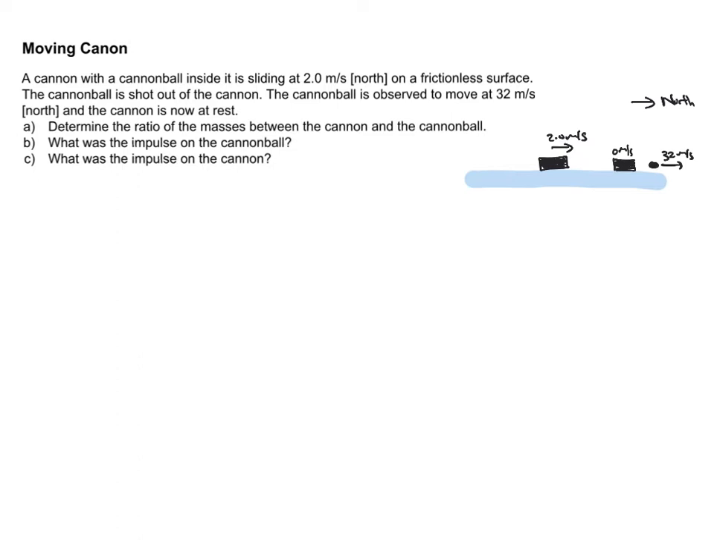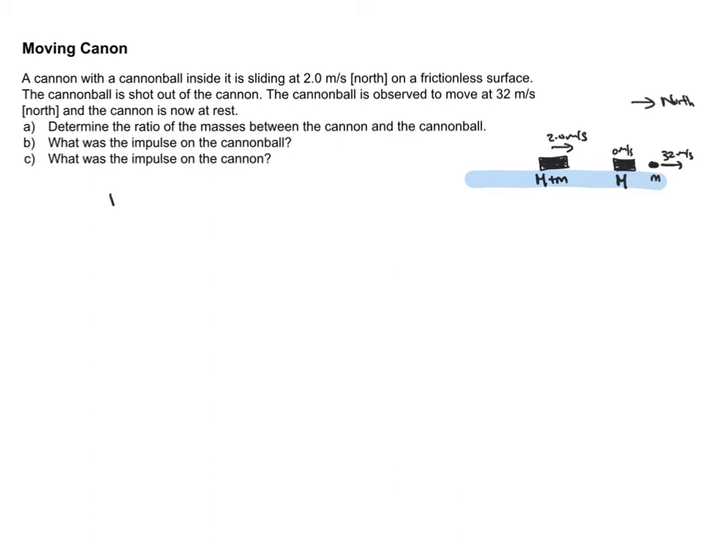So we're asked to determine the ratio of masses between the cannon itself and the cannonball. I'm going to call capital M the mass of the cannon, and I'll call lowercase m the mass of the cannonball. And when they were together, the mass would be M plus m. So that's how I'll analyze the situation.